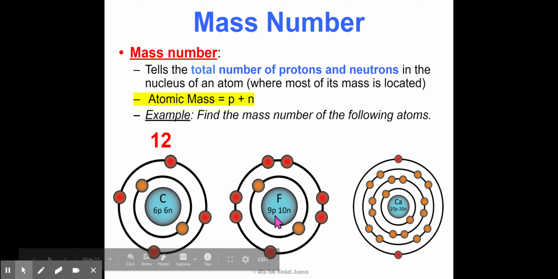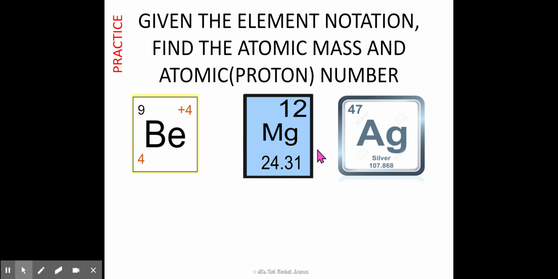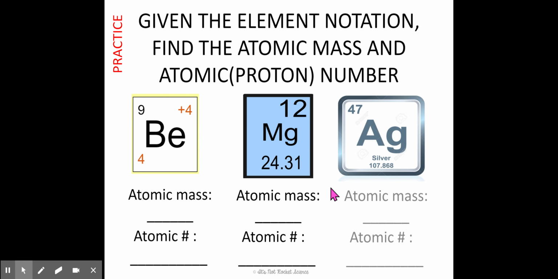Fluorine is 9 protons and 10 neutrons. Add them up, that makes 19. So that's the atomic mass, okay? How about calcium? 20 protons and 20 neutrons. That makes what? 40, right? So that's the atomic mass. So easy. Given the element notation, find the atomic mass and atomic number. We'll get to do this in class, so I'm passing it for now.